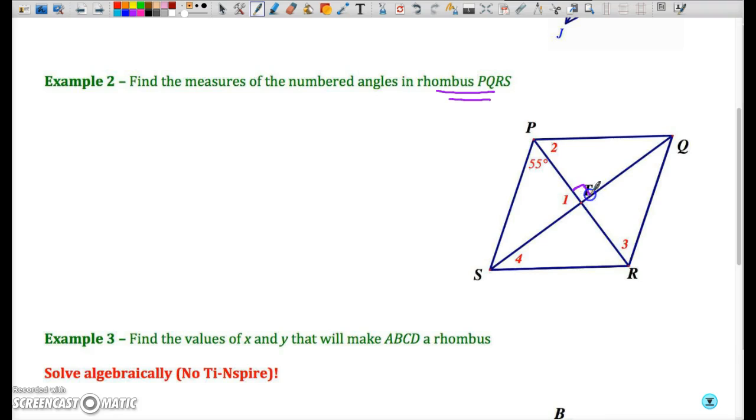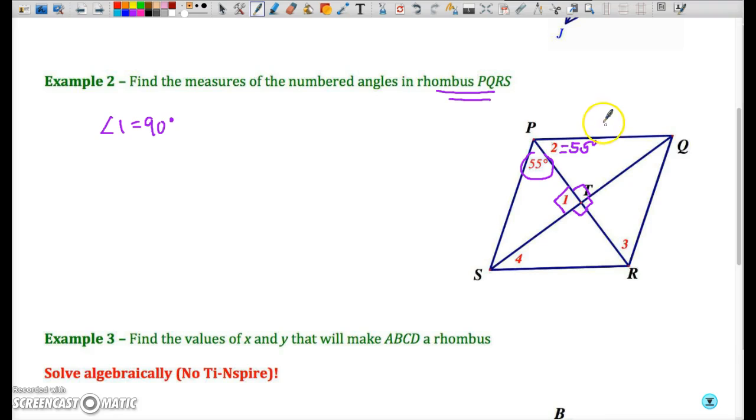Of course, the diagonals intersect each other at 90 degrees, and whenever we have one 90-degree angle with intersecting lines, we have 4. And so we have angle 1 equal to 90 degrees. Angle SPR is 55 degrees. Of course, the vertex angles are bisected, and so angle 2 will also be 55 degrees.